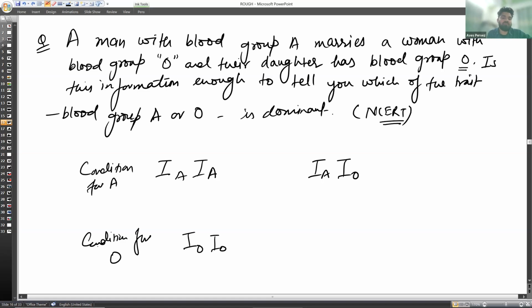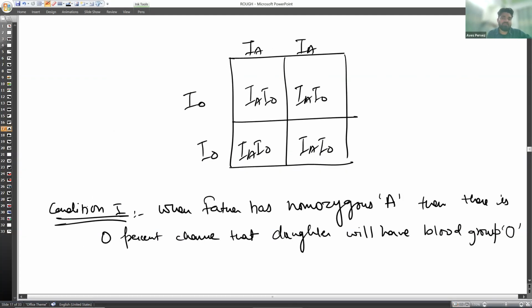This is for A. And for condition O, we have IOIO only. So when condition 1 is there, that man is going to have homozygous A, and the woman is going to have O. O is always homozygous. So here we will have IAIO, IAIO, IAIO, and IAIO. In all these cases, everyone will have IAIO, which gives you blood group A.